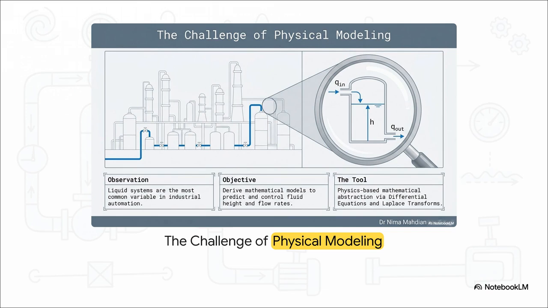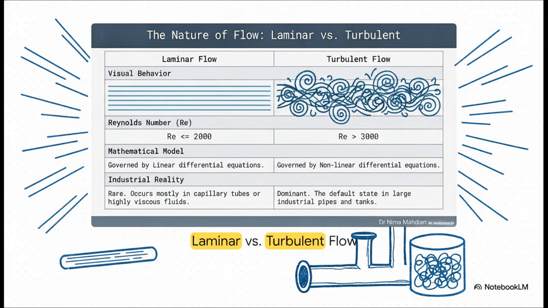Our main goal here? To derive mathematical models that can predict exactly how high a liquid will get and how fast it's going to flow. And how do we do that? Well, we use physics-based mathematical abstraction, specifically differential equations and Laplace transforms. But before we even think about writing down an equation, we really need to understand the flow itself.